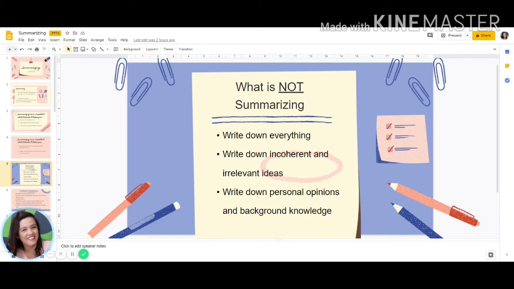What is not summarizing? What is not a characteristic of summarizing? First, write down everything. So when you write everything word by word, that is not summarizing. Write down incoherent and irrelevant ideas. Write down personal opinions and background knowledge.